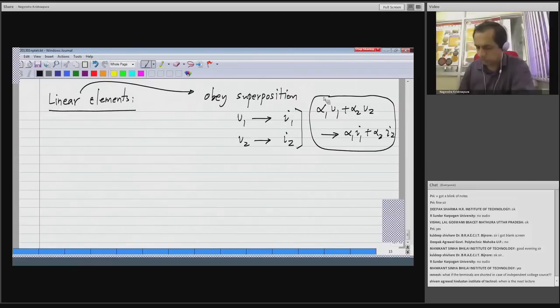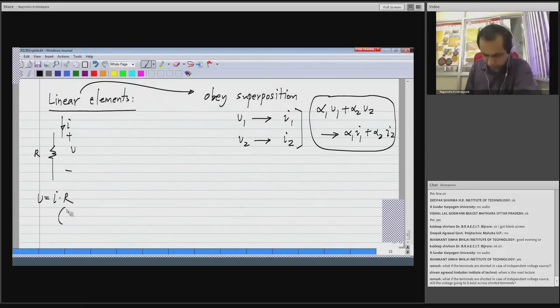This is what is meant by superposition, and this has to be true if the element has to be linear, and also if this is true, the element is definitely linear. Now, which are the linear elements we looked at? The resistor R, whose voltage and current are related by a proportionality constant R, which is the resistance.